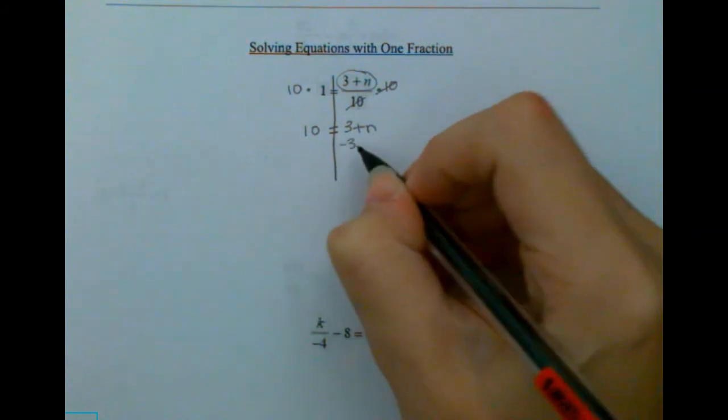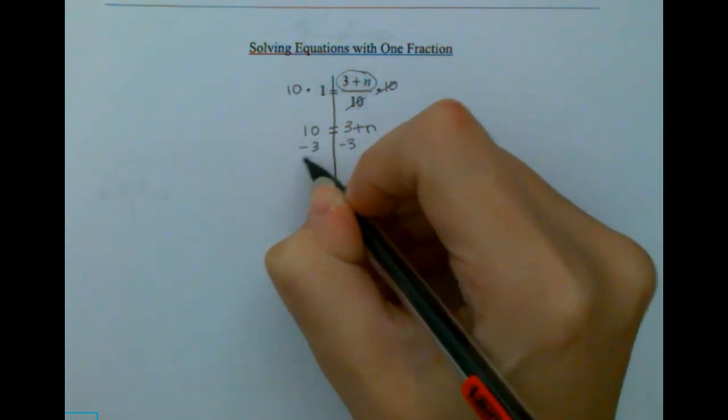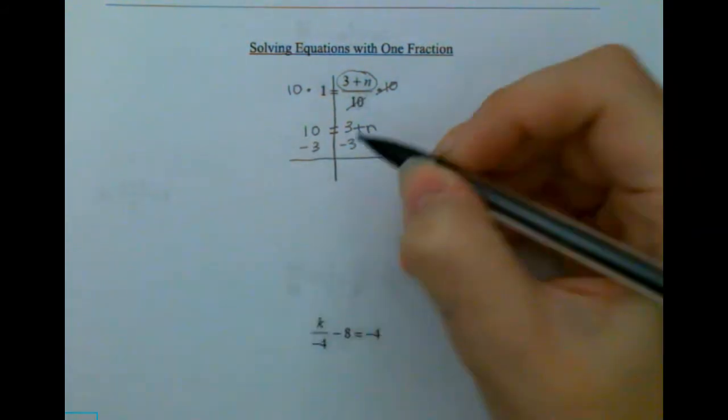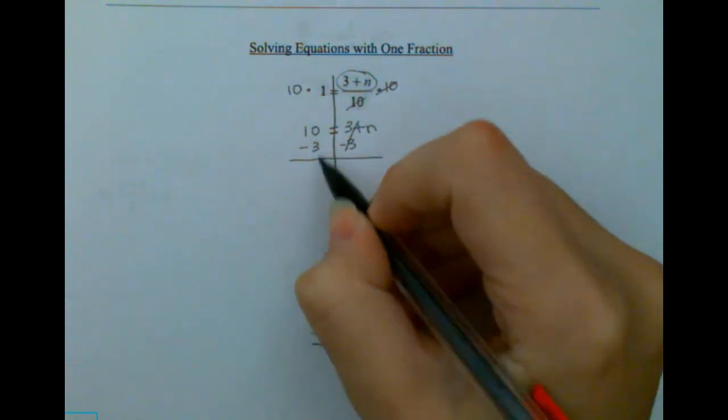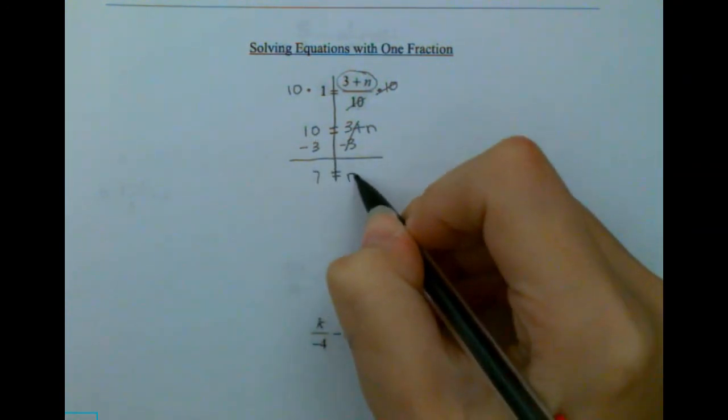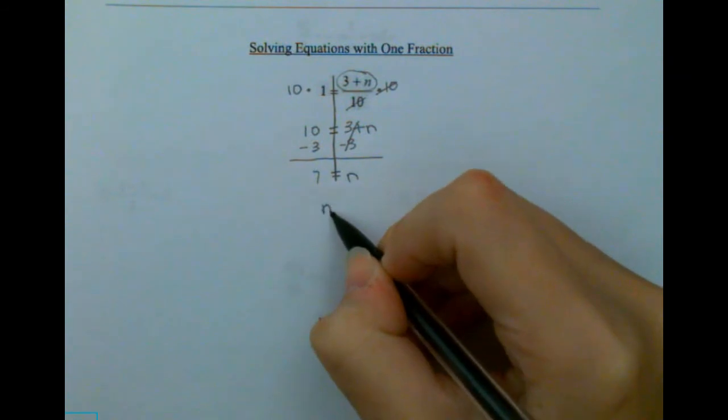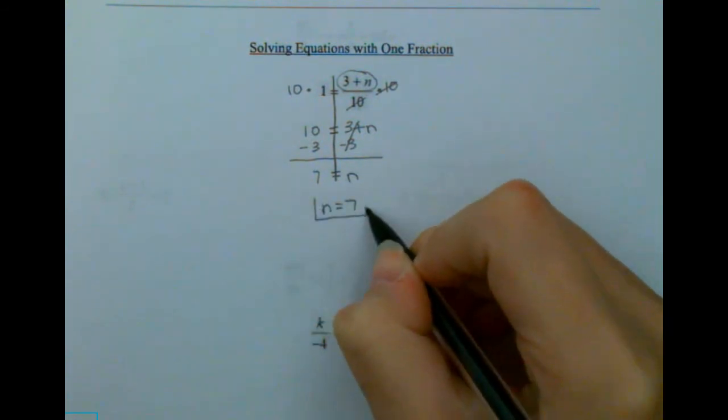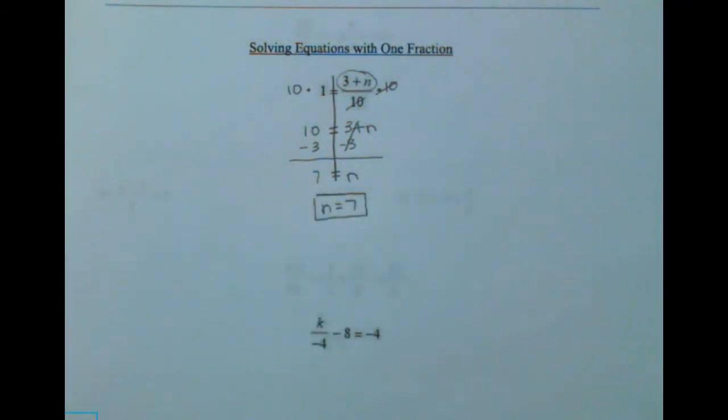Now I just subtract the 3 on both sides. The 3s cancel out. 10 minus 3 is 7. I get n on the right side. I'm going to rewrite that with n on the left side. And I get n equals 7.